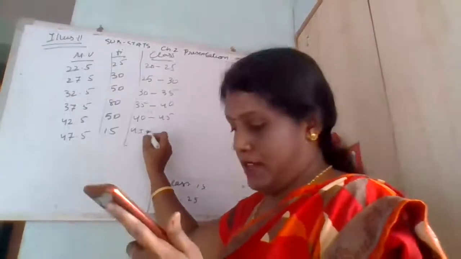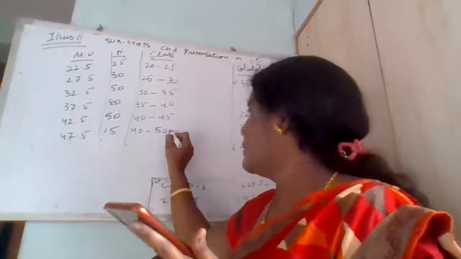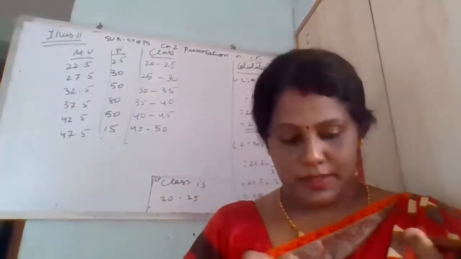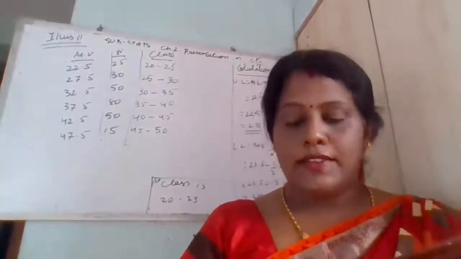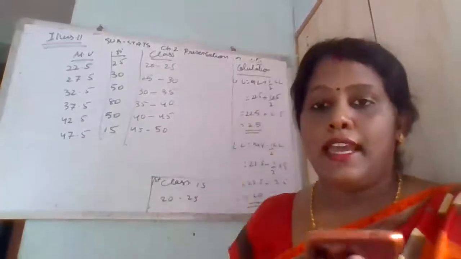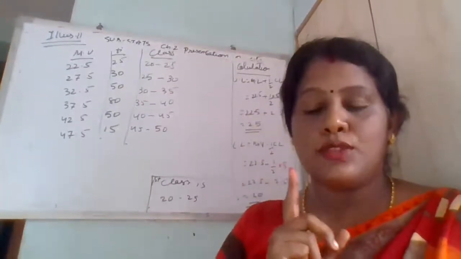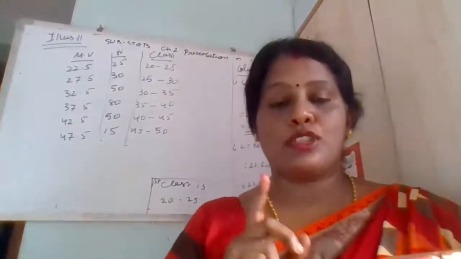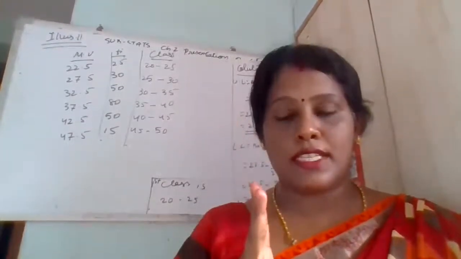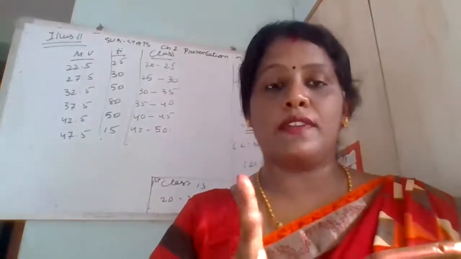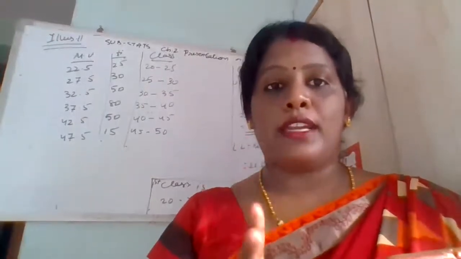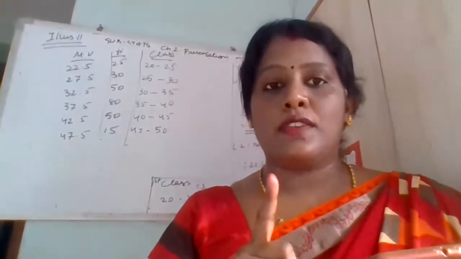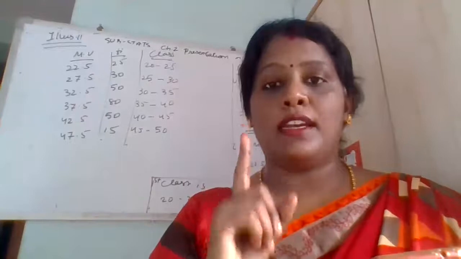And 45 to 50. Right? So this is your class. I will explain you again. See, here I have taken first, the question is to find a continuous frequency distribution. So mid value is given and frequency is given. With this mid value and frequency, they told us to find out a continuous frequency distribution. So continuous frequency distribution means you have to find a class.